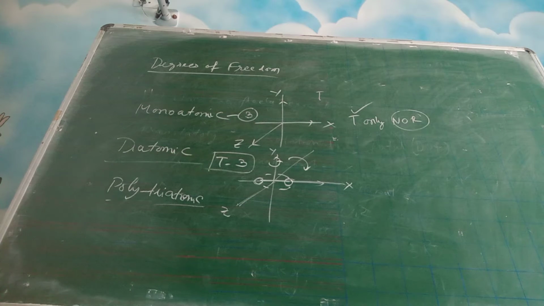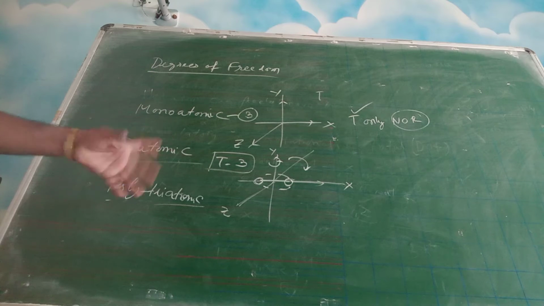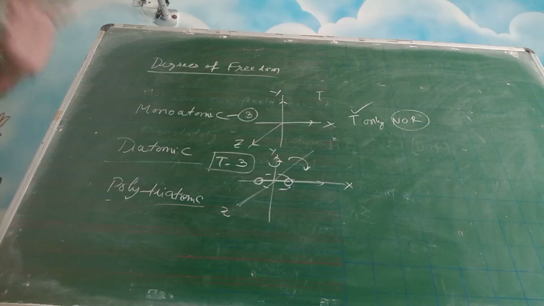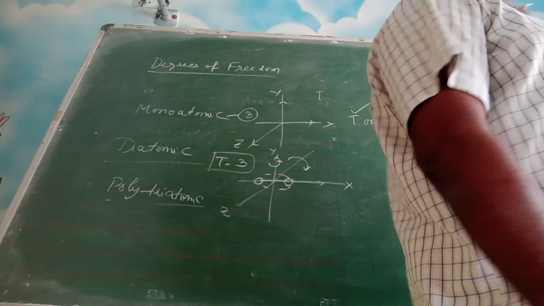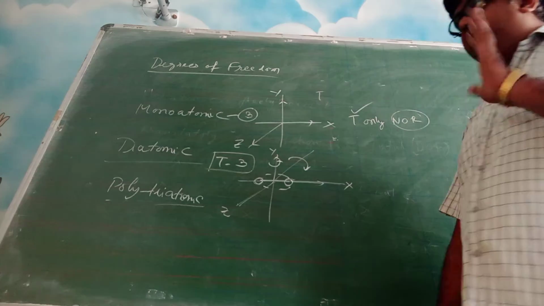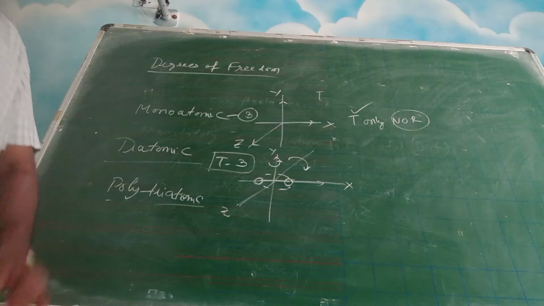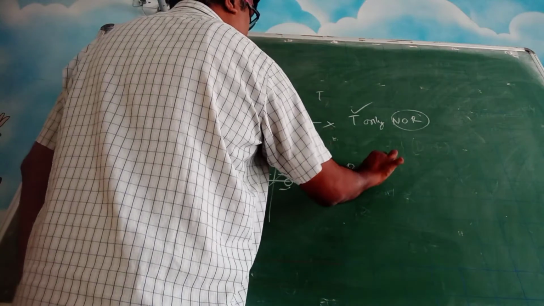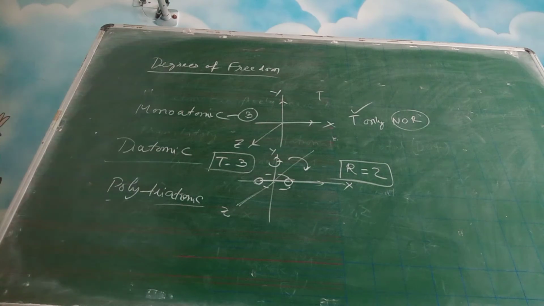So rotation about X doesn't come into the picture because the dumbbell is in the X direction. How will it rotate about the X axis? It can rotate about the Y axis, it can rotate about the Z axis. Now whether the rotation is clockwise or counterclockwise, we are not getting into that aspect. We are only discussing whether it can rotate or not. Okay? So in rotation, it has got 2. About X, it cannot rotate.